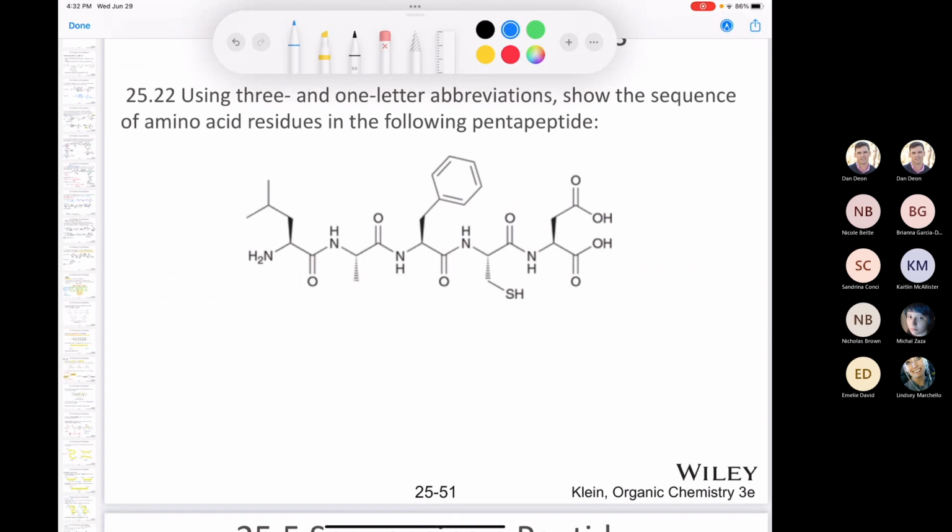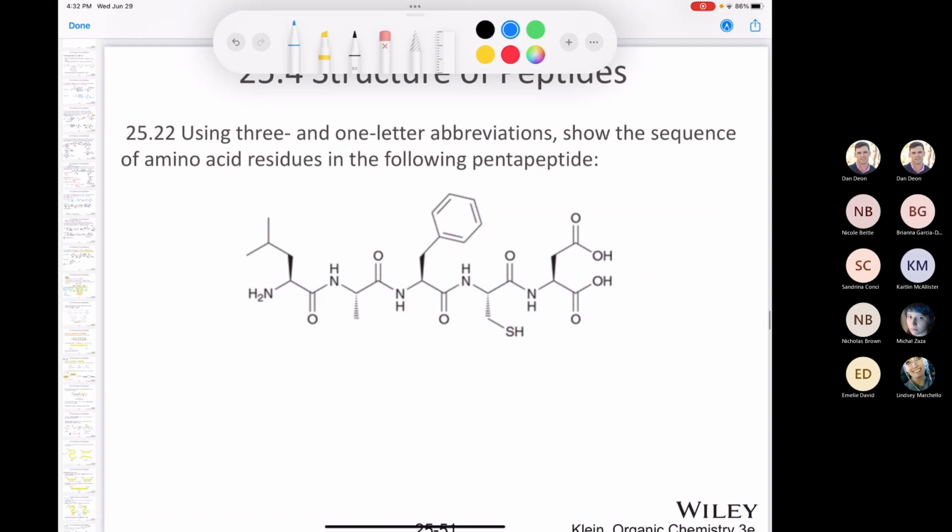It says, using 3 and 1 letter abbreviations, show the sequence of amino acid residues in the following pentapeptide. Remember that if it's a pentapeptide, it's going to have 5 NCCs, right? We're going to go nitrogen, carbon, carbonyl, nitrogen, carbon, carbonyl, et cetera. So here you see nitrogen, carbon, carbonyl. That's your first amino acid, this one right here.